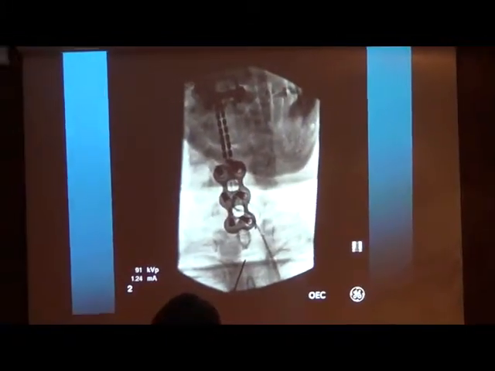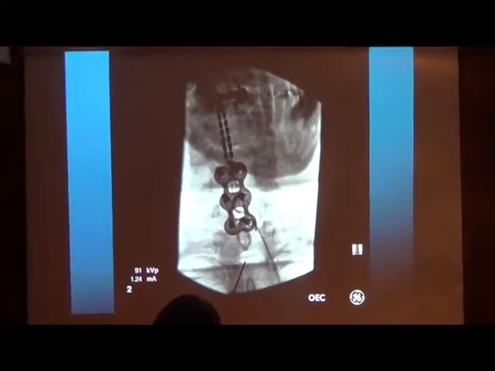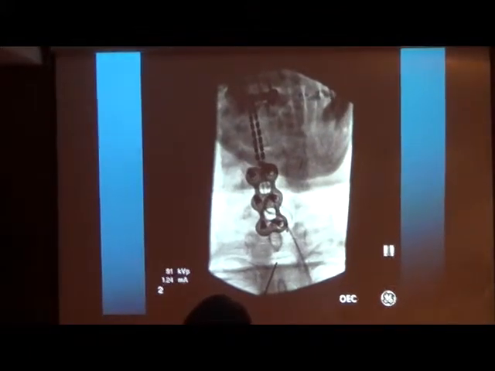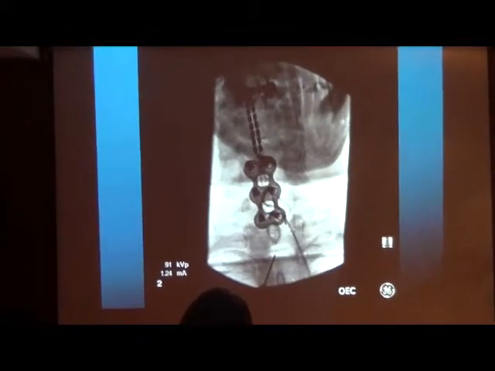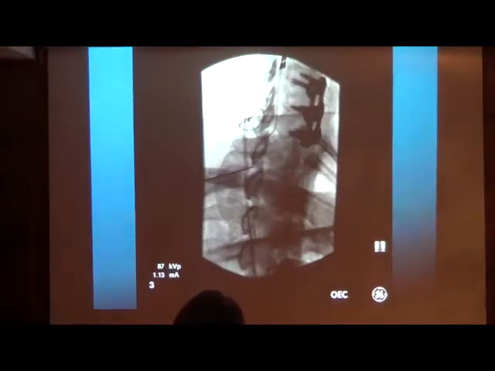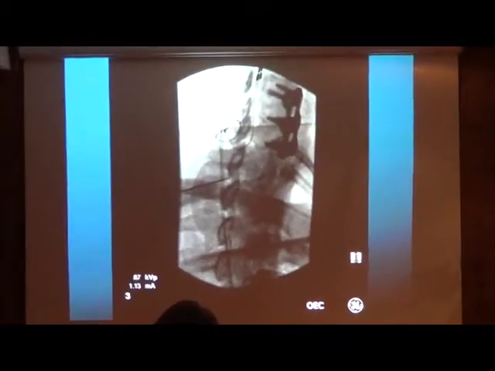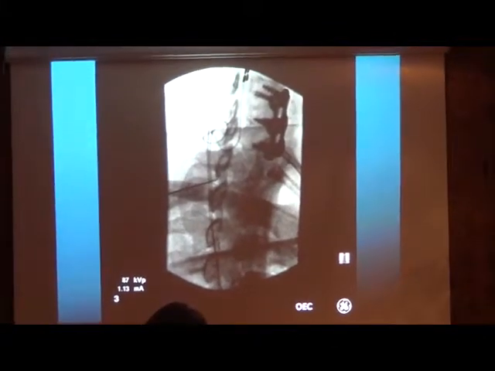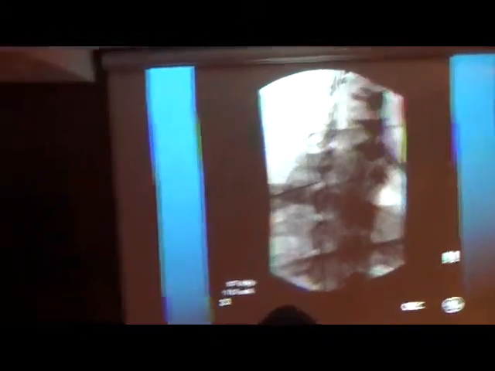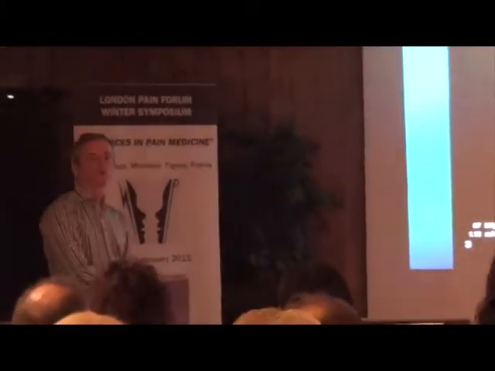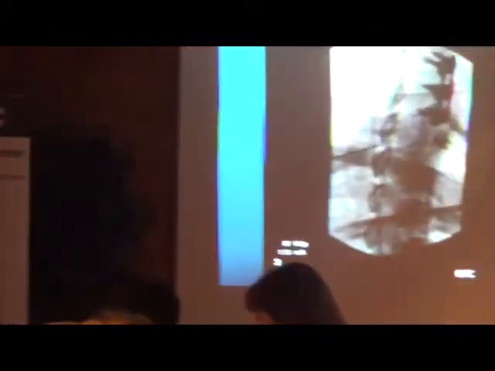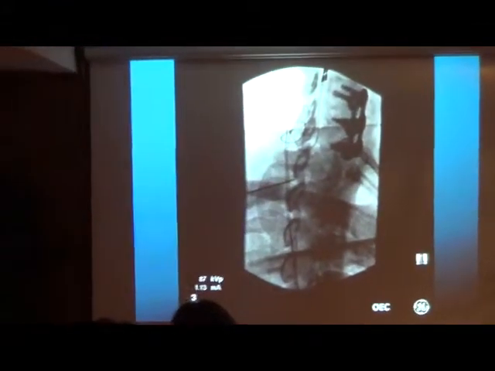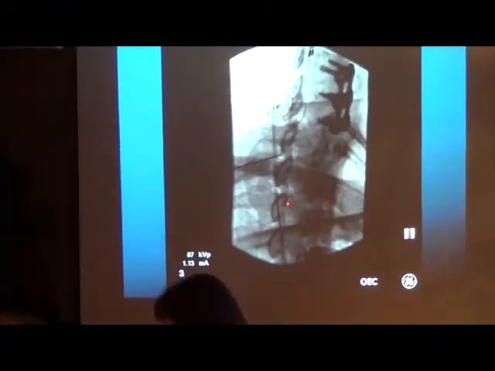So it's similar to the initial approach. You introduce a needle from a paramedian approach, and the needle looks for the midline. Then you rotate the C-arm for the contralateral oblique view. You usually get the contralateral oblique view with rotation of the C-arm 52 to 55 degrees. You can see the needle approaching the ventral interlaminar line.